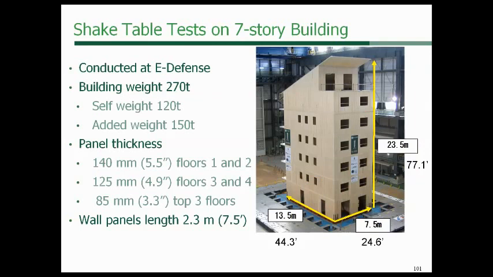One other test that I do want to make you all aware of is a shake table test that was conducted at E-Defense over in Japan on their shake table. This was a 7-story building. The panel thickness was 5.5 inches for the first 2 floors, and then got smaller as it went up. And they subjected this building to the 1995 Kobe quake, which was a pretty substantial quake. And they cycled it, I believe, 14 times, and the building didn't fail.